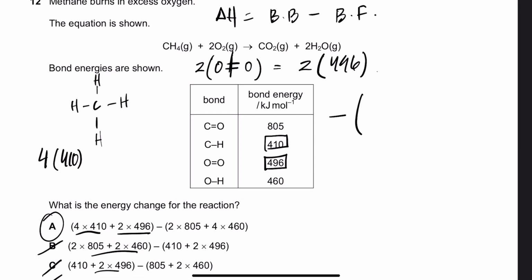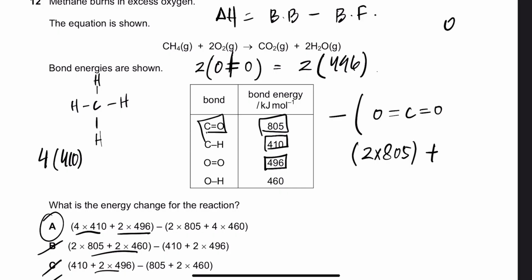So minus, what will be the bonds formed? The bonds formed are carbon dioxide. Carbon dioxide is C double bond O, and C double bond O is 805. So you say, okay, it's 2 times 805, and then plus water, which is O bonded to an H, and then O bonded to an H.